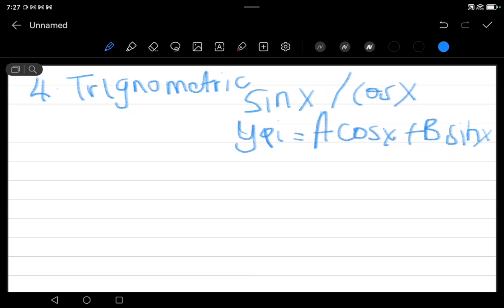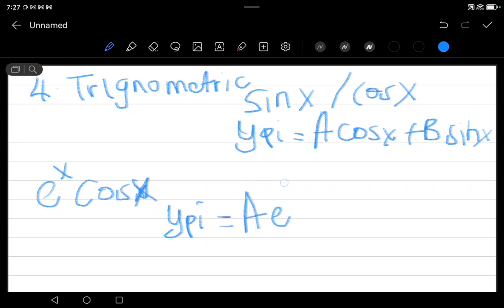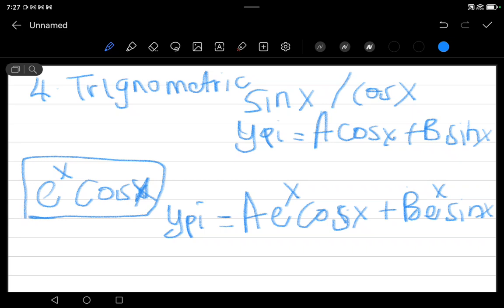And then sometimes they can multiply the exponential and trigonometric. So let's say we have e to the power of x and cos x. If we have something like this, our YPI is going to be ae to the power of x cos x plus be to the power of x sine x. So when they multiply exponential and trigonometric, this is how our YPI is going to look.